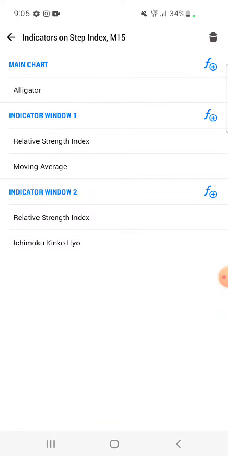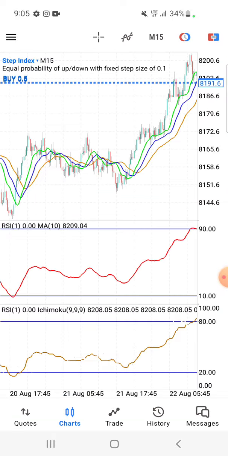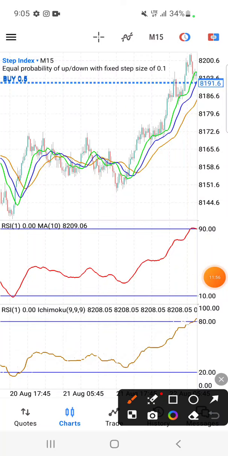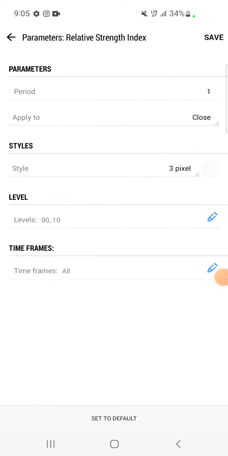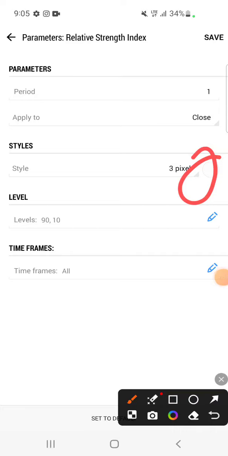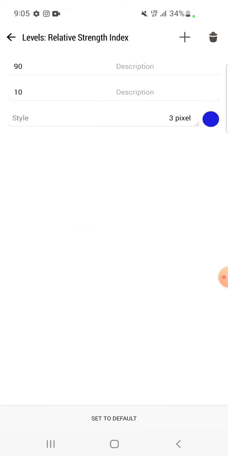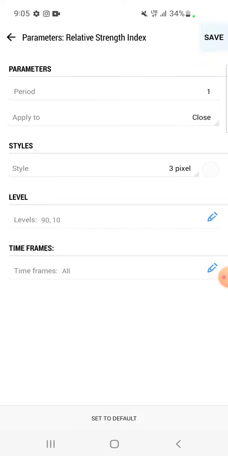So on your indicator window 1, which is the RSI up there, this RSI in color red, I'm giving you guys the settings now. So you click on this, and then this is the settings for the RSI. Period is 1, apply to is close. Then for the styling, make sure it's white if you are using a white background. But if your phone background or theme is black, please use color black. After that, for the levels, we have level 90 and level 10. I'm sure you guys understand that. So you click on save.